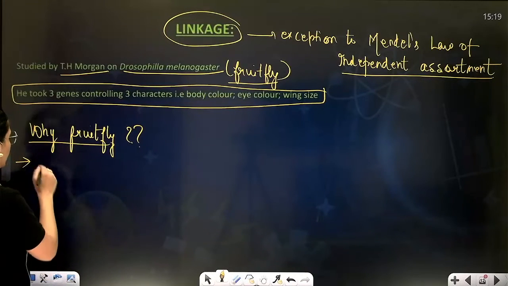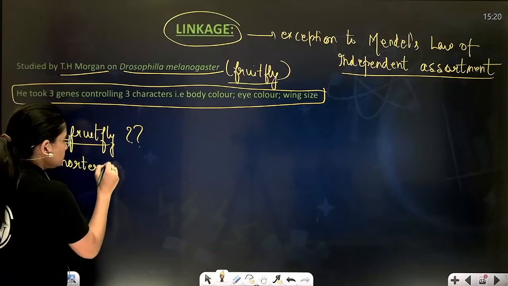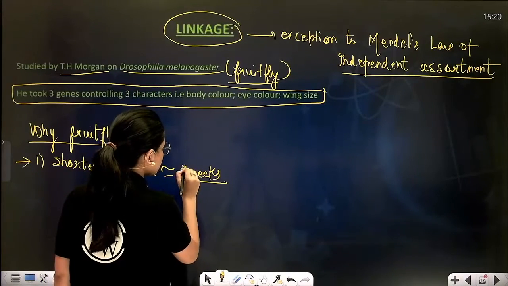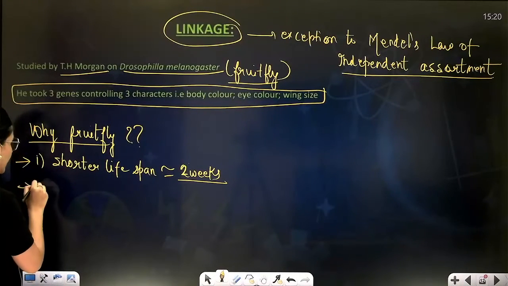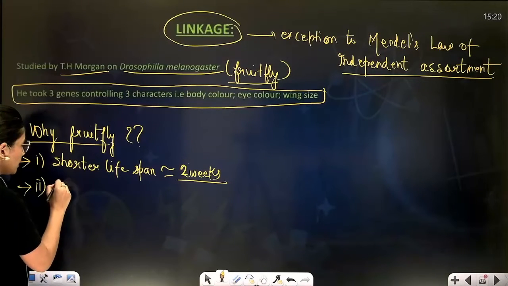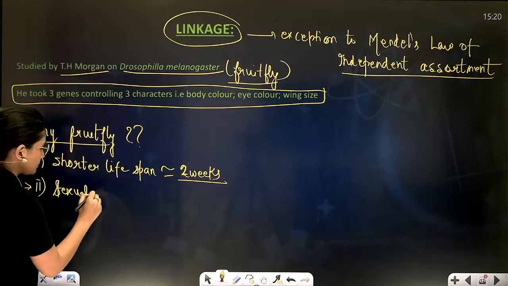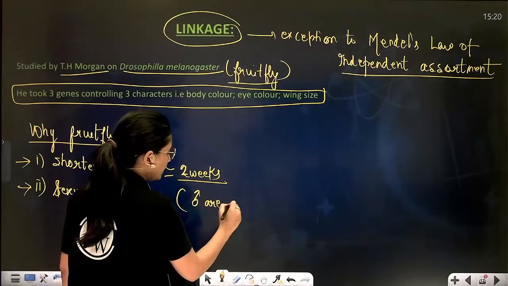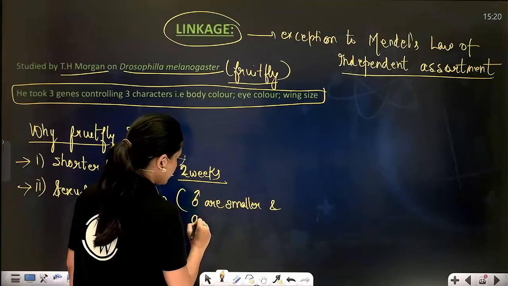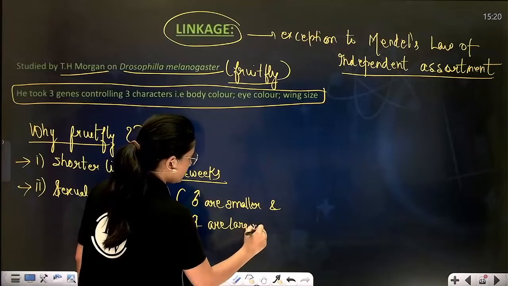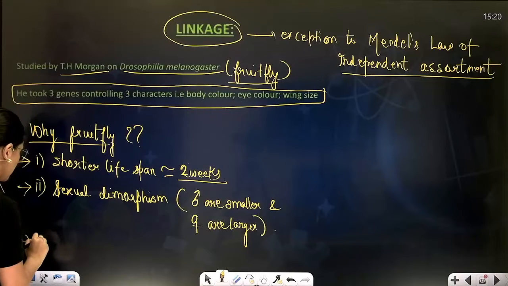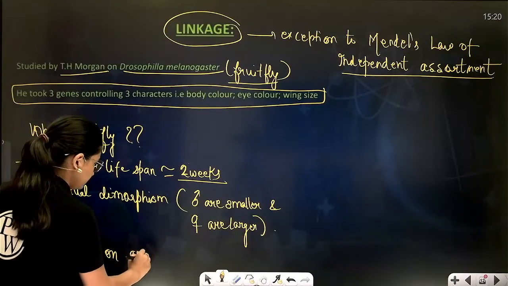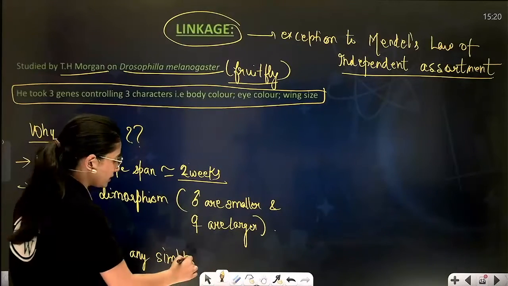So, first point, why fruit fly? Shorter lifespan, which is about 2 weeks. Correct? Second point, they exhibit sexual dimorphism. That is, male Drosophila are smaller and females are larger. Correct? Next, third, they can grow on any simple synthetic medium. Scientists need not worry a lot about their growth.